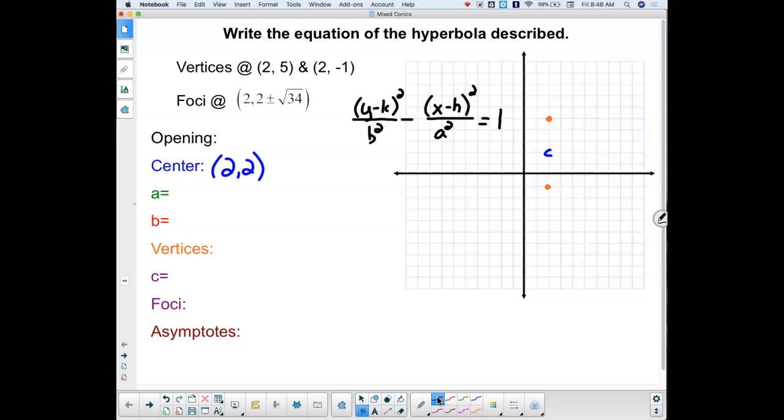What else do I have? I got the b value, right? The b value is the distance from the center up. So that's going to be b there, which is 3, which means that b squared is 9. Right? Got that. Anything else that I can get out of where the two vertices are?